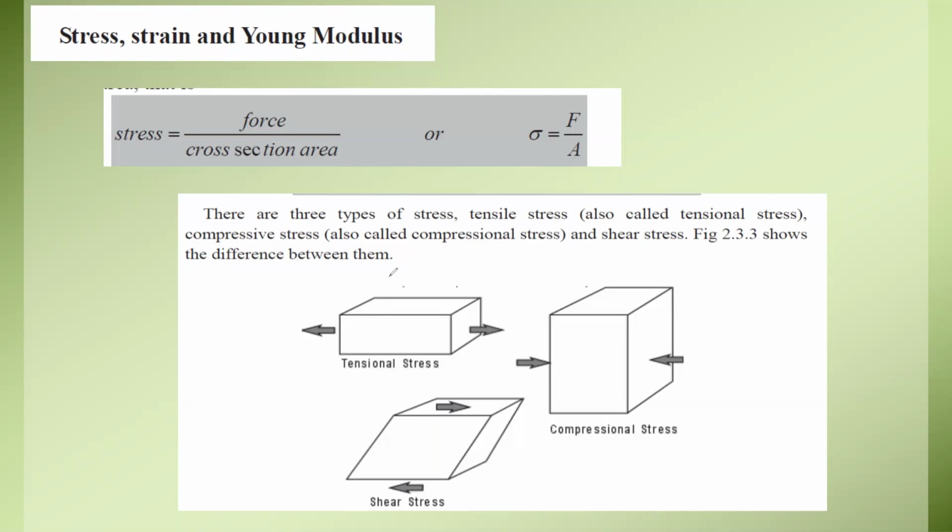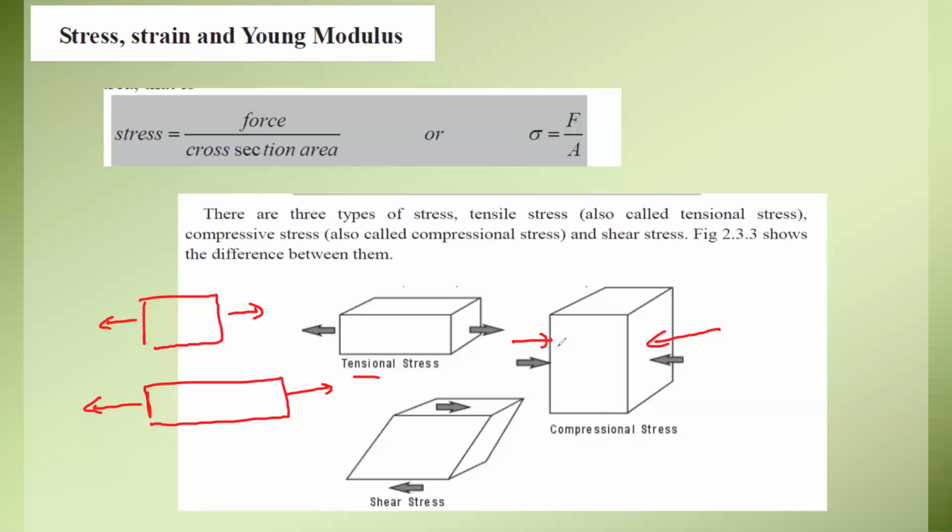Stress is of different types. First we have a tensional or tensile stress. What is the meaning of the term tensile stress? When we apply force on a unit area to stretch an object. So we apply a force on a specific area so that the object can stretch. We call that a tensile stress or tensional stress. When we apply force on a unit area to reduce the size of an object, we call that a compressive stress.